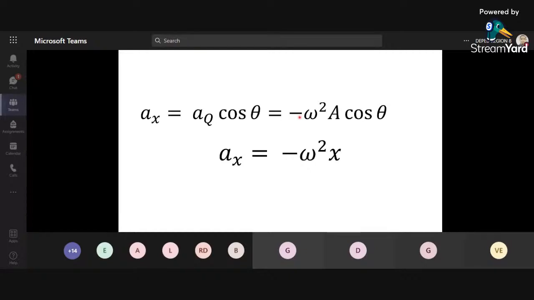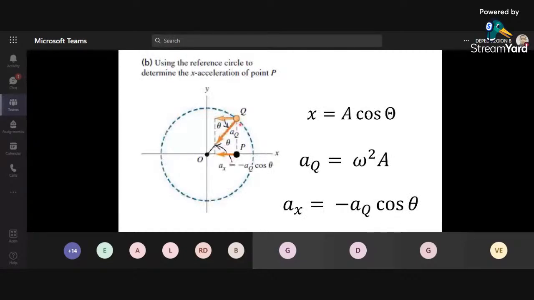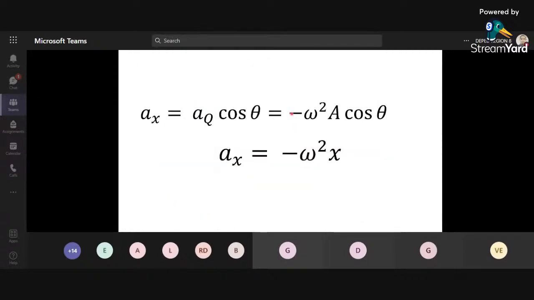Okay, why is it negative? It is negative because as Q rotates, its direction is towards the left. So if you move towards the left, that is the negative direction. Whereas if you are moving towards the right, you are moving towards the positive direction. So there it is indicated that the movement or the angular speed of Q is towards the left.